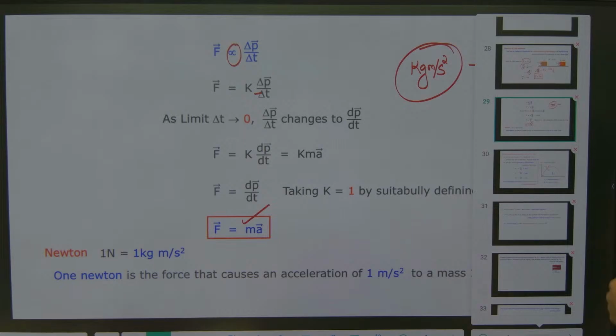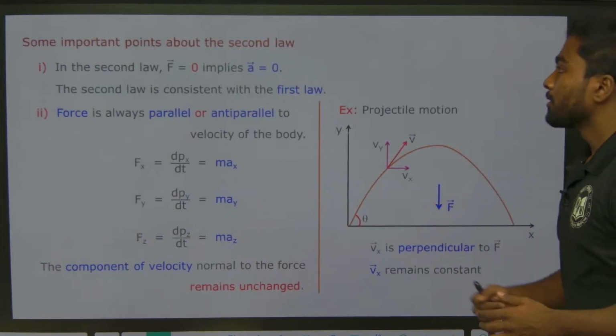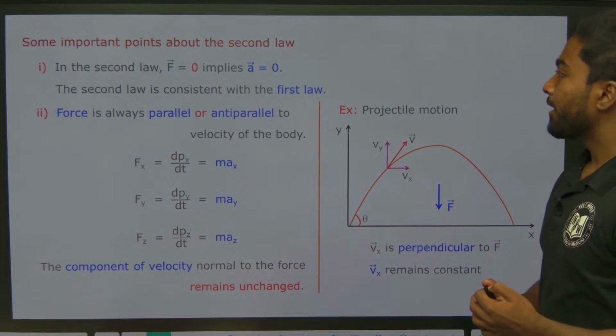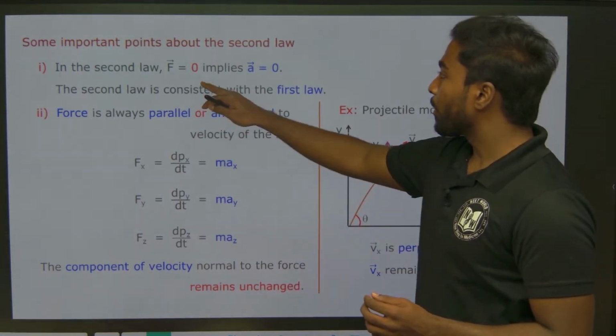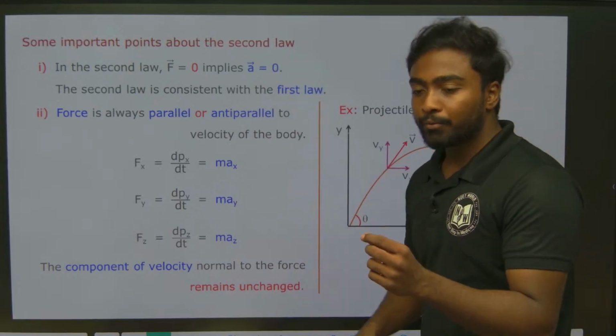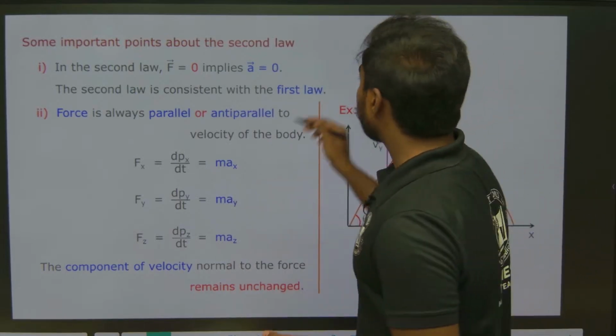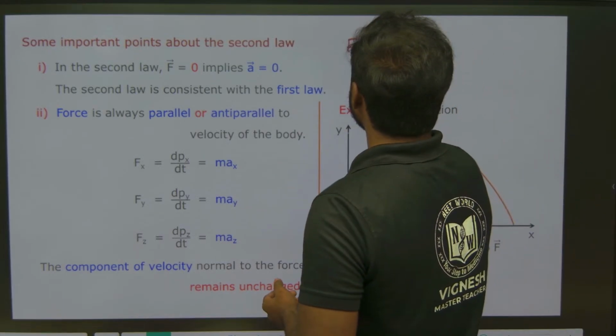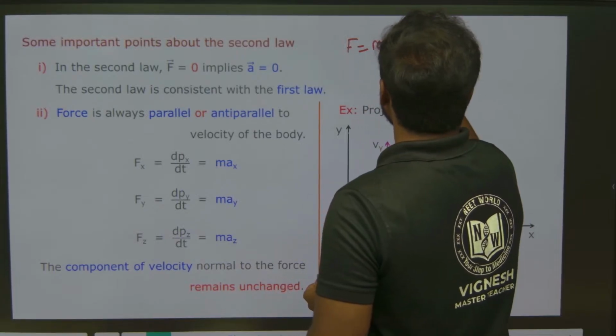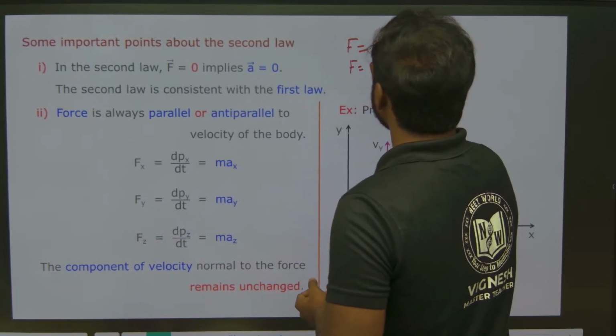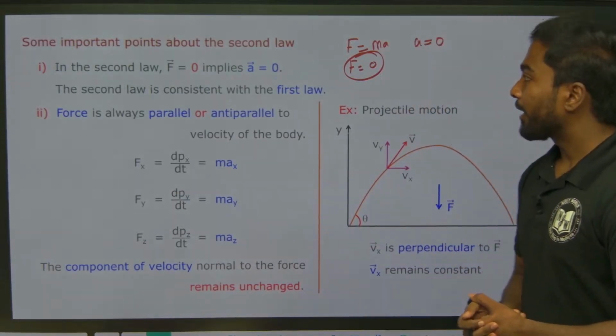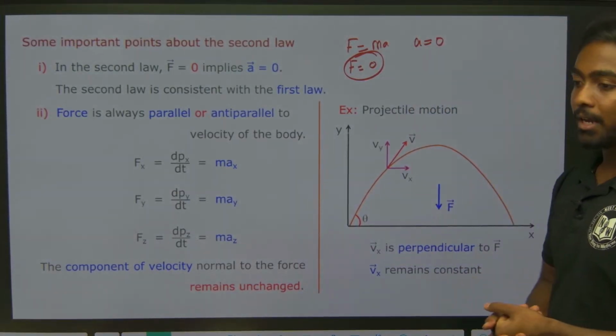Done. So next are some important points about the second law. In the second law, F equals 0 implies acceleration will be 0. If acceleration is 0, force will be 0, no? F equals ma, where if a equals 0, obviously the force also will be equal to 0. So the second law is consistent with the first law.